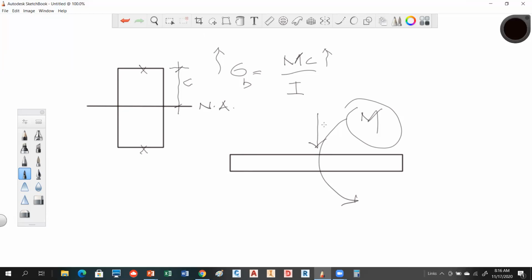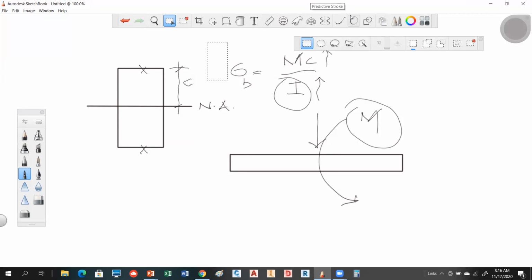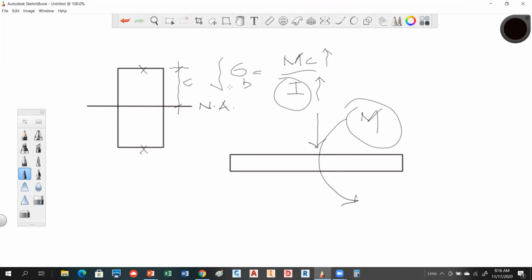Thicken the beam. In other words, what you're doing is changing this. If I can increase the moment of inertia, it will decrease this. So if you increase the moment of inertia, you would be decreasing your bending stress. So that's one way of doing it.